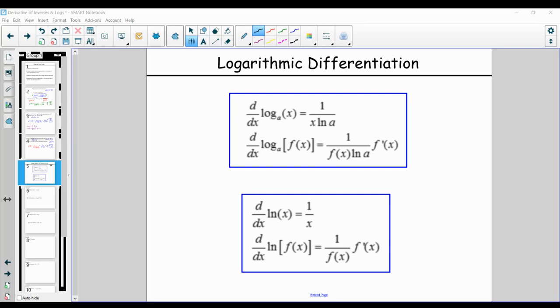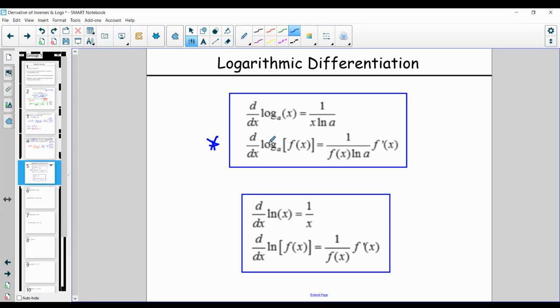Now we're going to look at how we can find the derivative of different log functions. So the first box that we have here is the regular log. If I want to take the derivative of log with any base a of x, the derivative would be 1 over x ln of a, being your base. This is for when you have just an x here. When you have anything besides an x, we're going to use the second one, which incorporates the chain rule.